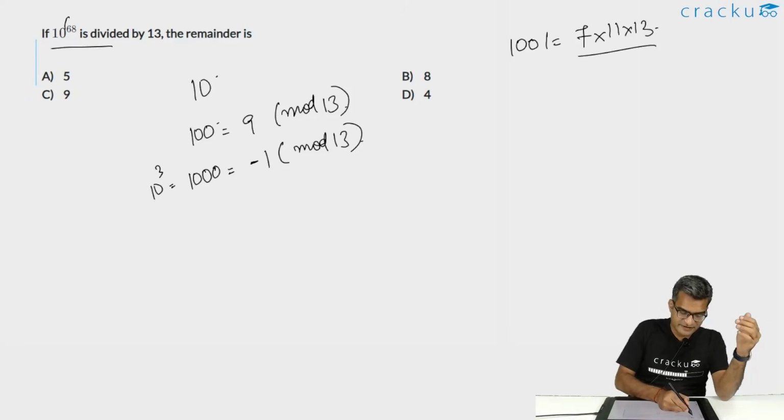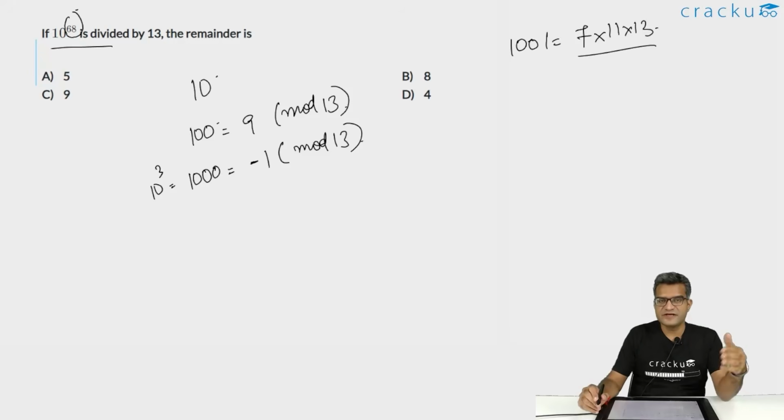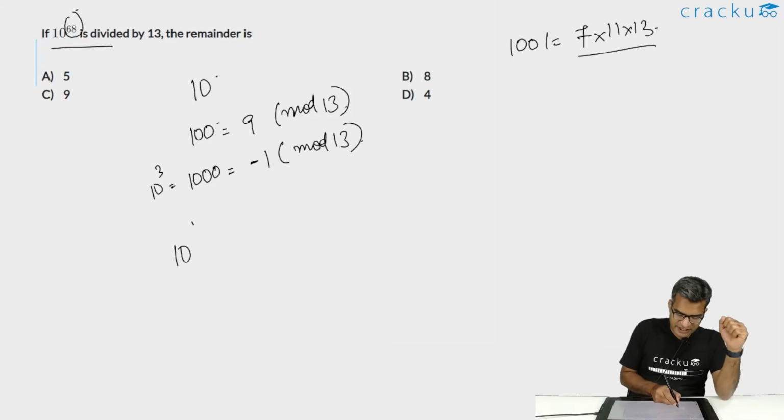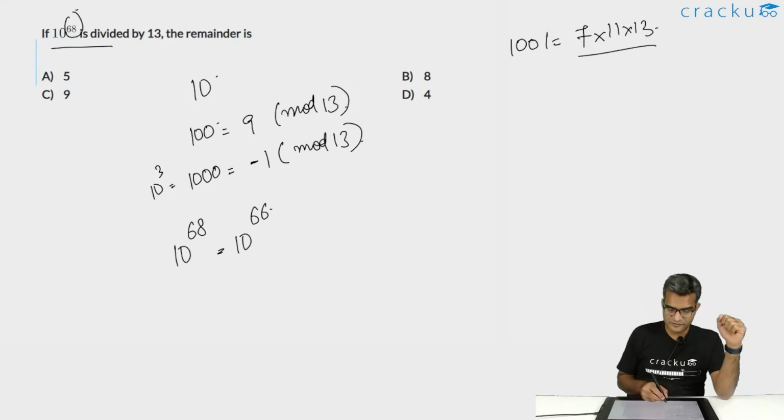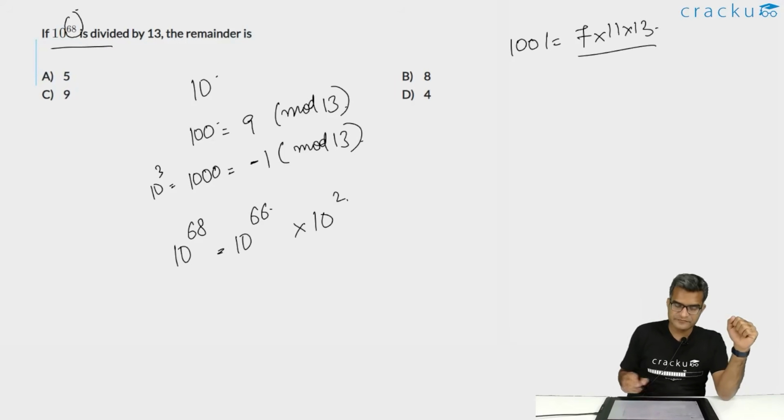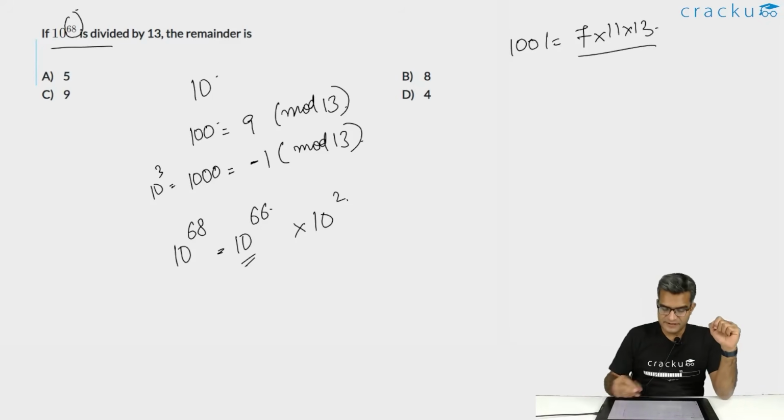Now, if 68 was a multiple of 3, we could have easily found out the remainder when 10 to the power 68 is divided by 13. But 68 is not a multiple of 3. So we are going to write 10 to the power 68 as 10 to the power 66, because 66 is a multiple of 3, into 10 square. Now we'll first calculate the remainder when 10 to the power 66 is divided by 13. Then we'll calculate the remainder when 10 square, that is 100, is divided by 13. And then we'll multiply both of them to get the remainder when 10 to the power 68 is divided by 13.